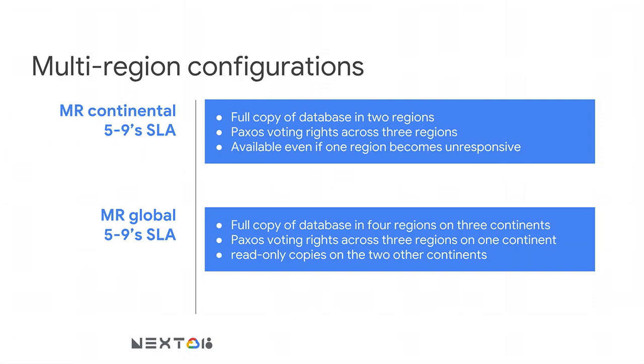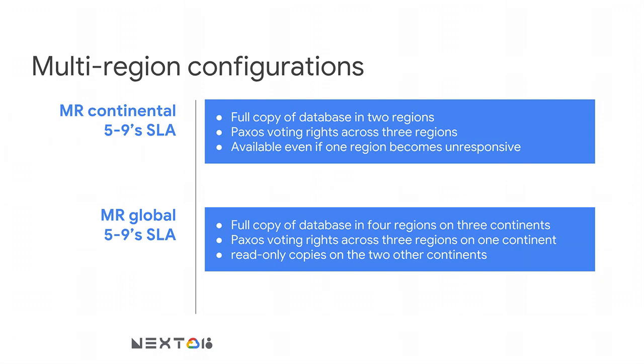We have a multi-region continental, and we have a multi-region global. Both of them give you a 5 nines SLA. So the regional instance gives you a 4 nines SLA. The multi-region gives you a 5 nines SLA.